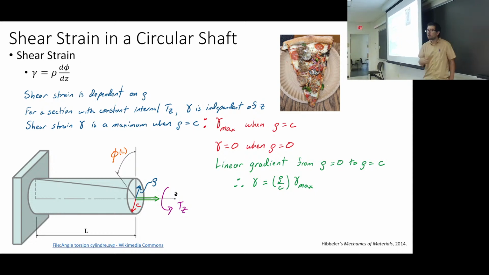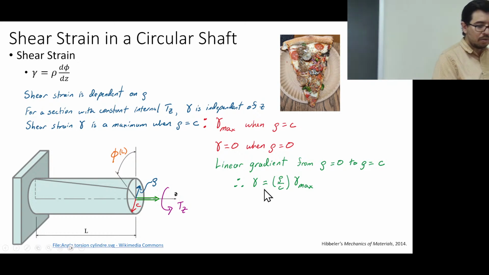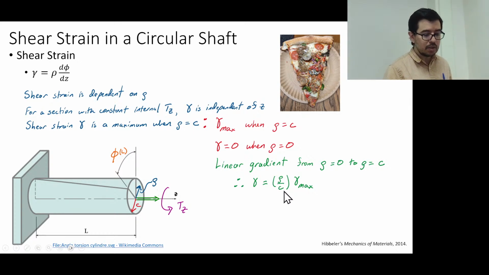If I know where I am relative to that outer surface with rho, and I know c, the radius of the cylinder, then I can figure out my local gamma anywhere along a rho. So at rho equals c, gamma is the maximum. At rho equals 0, gamma is 0. And somewhere in between, it's rho over c times whatever that maximum shear strain would have been at the outskirts.